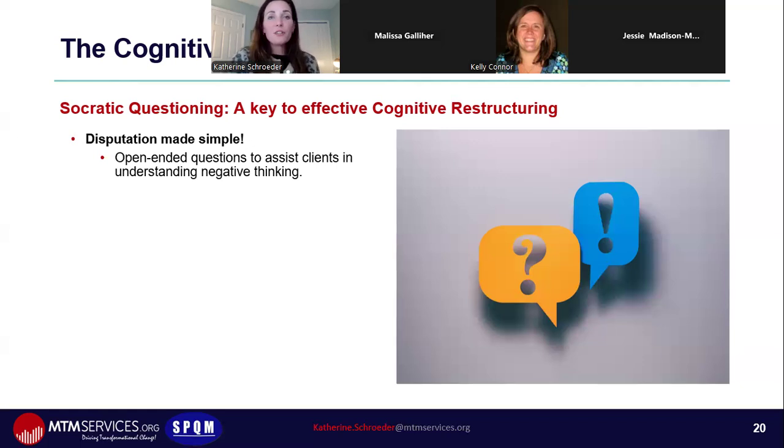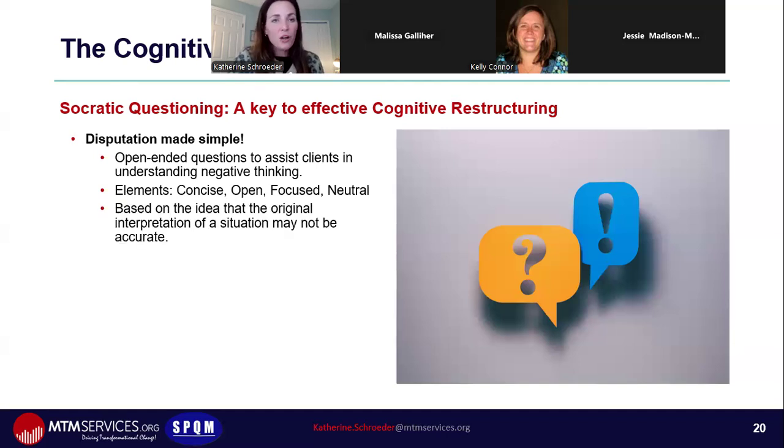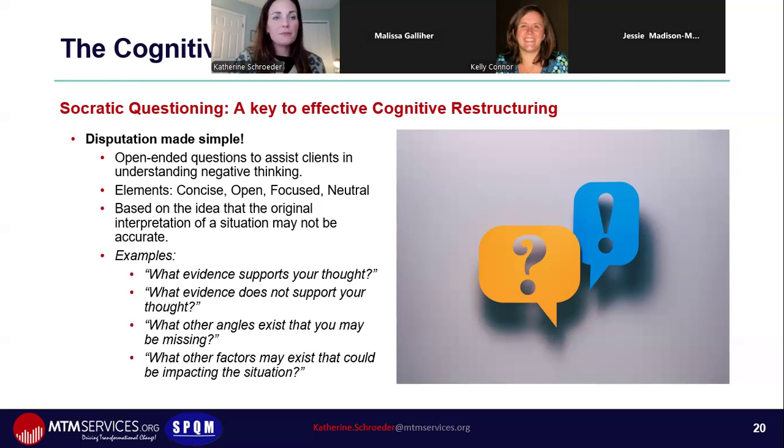And so what is it? If you're not familiar with Socratic questioning, it is an open-ended question, right? It is going to be something that we are able to use with them to help them understand what's going on with their thinking. It's typically concise, it's open, it's focused, it's neutral, and it's going to be based on that idea that that original interpretation just might not be accurate. So Socratic questioning is essentially exactly what we're doing when we are in that disputation phase of our thought record.